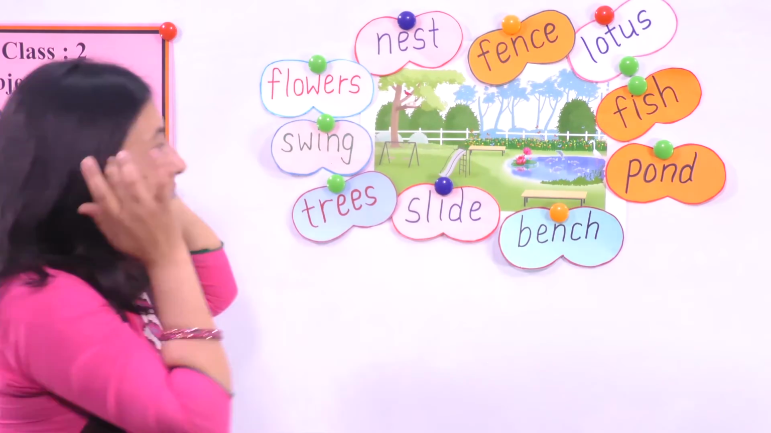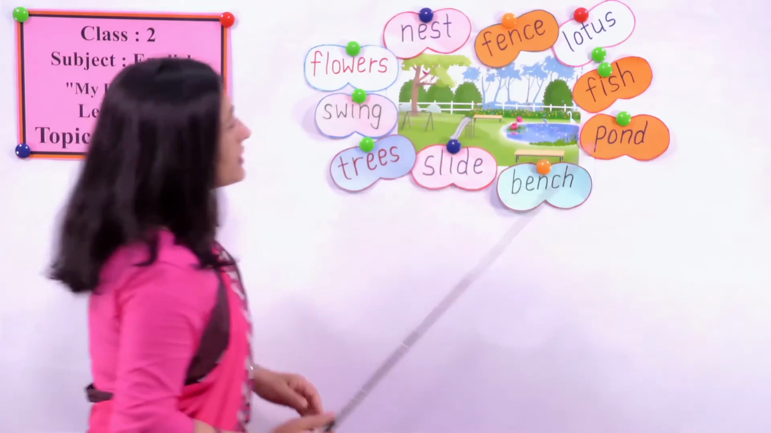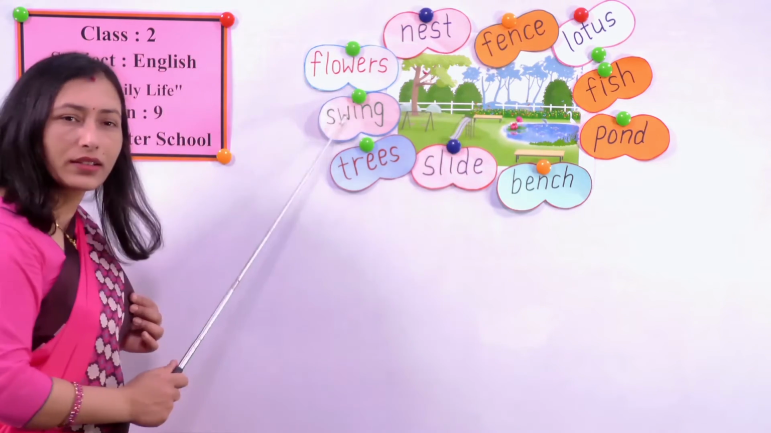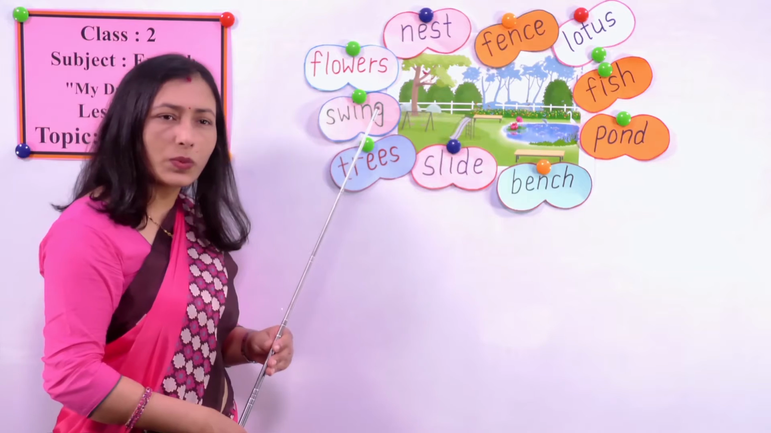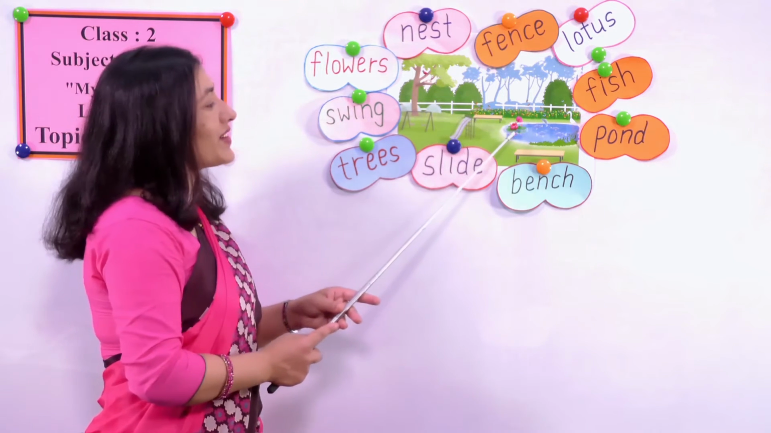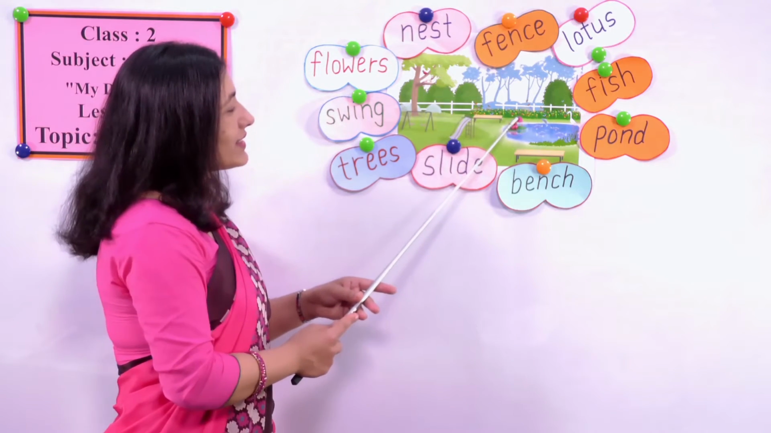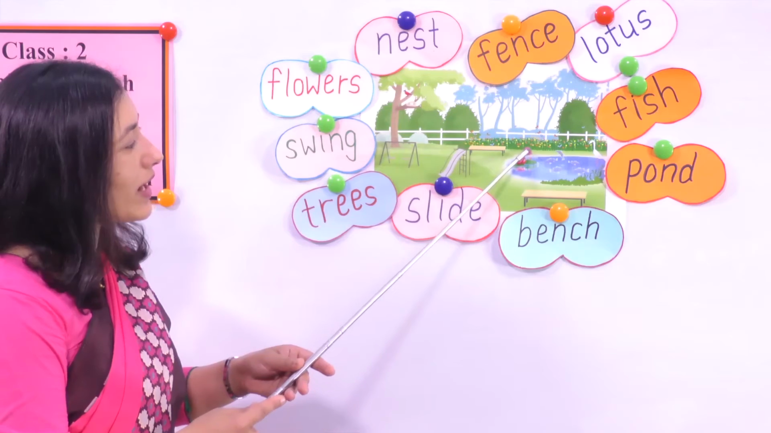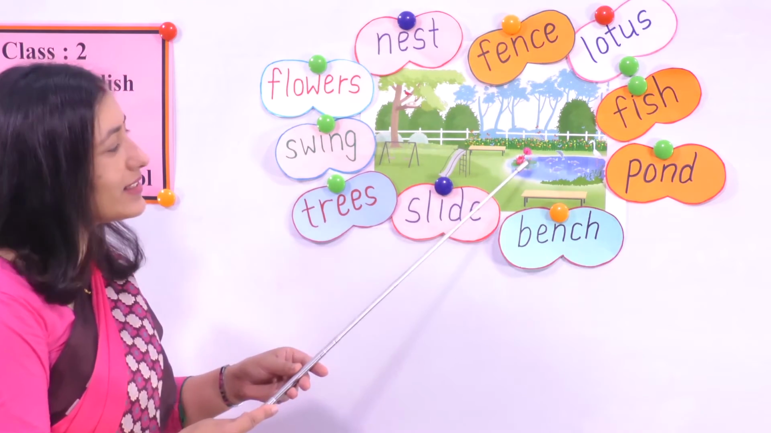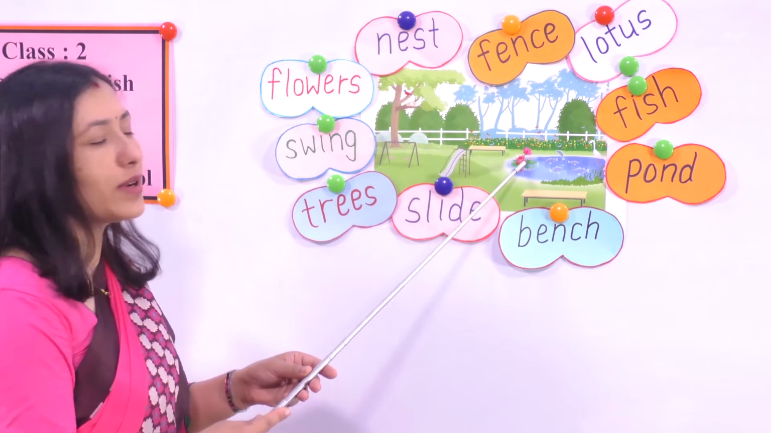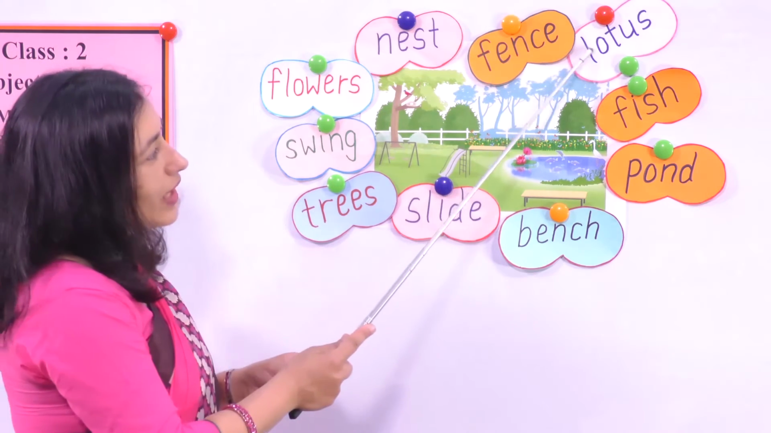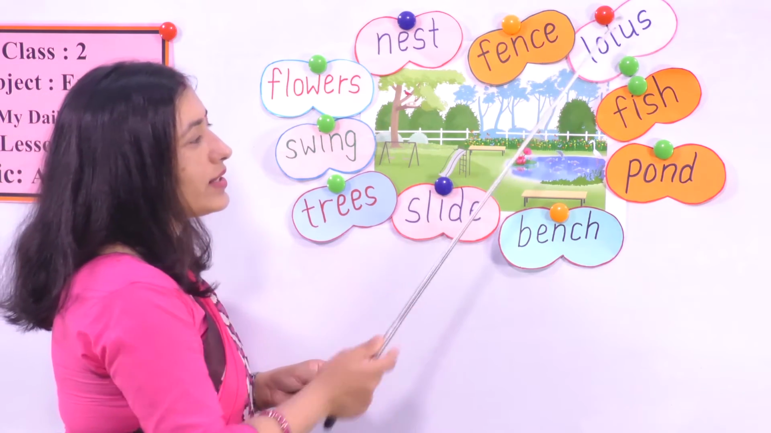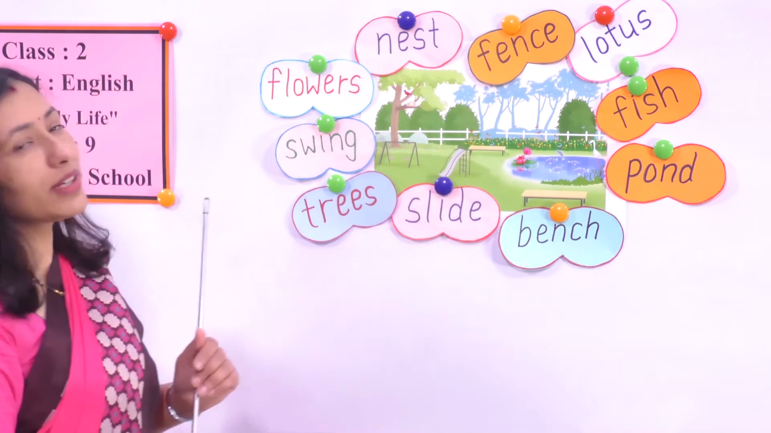So, what is the flower lotus? Where does it grow? In water. Yes, so this is a water plant. It grows in water. Lotus. Yes, this is lotus flower. And the word is L-O-T-U-S, lotus.